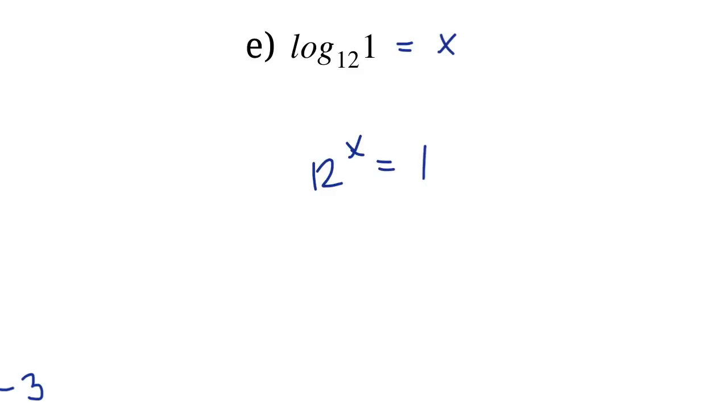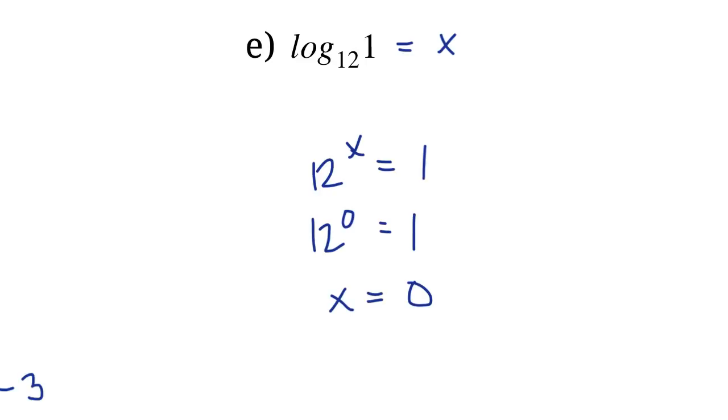So 12 to the power of what gives us 1? The answer might not be obvious at first, but think about it. What exponent always gives us 1? The answer is 0. Anything to the power of 0 is equal to 1, except for 0 to the power of 0. But anything else to the power of 0 is 1. So x has to be 0.